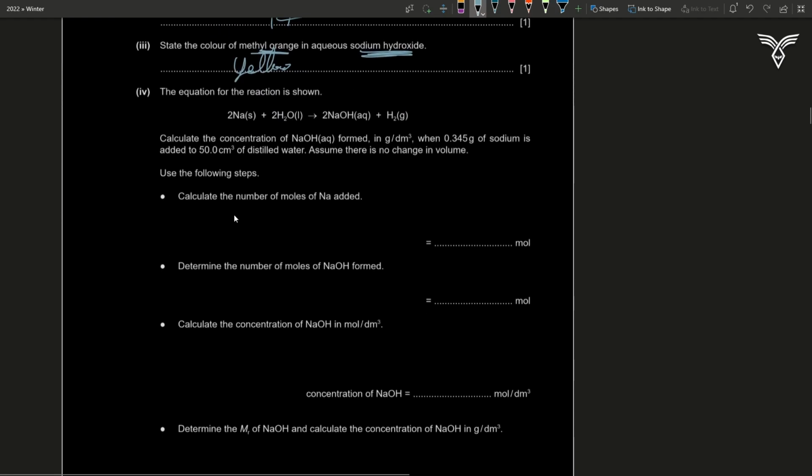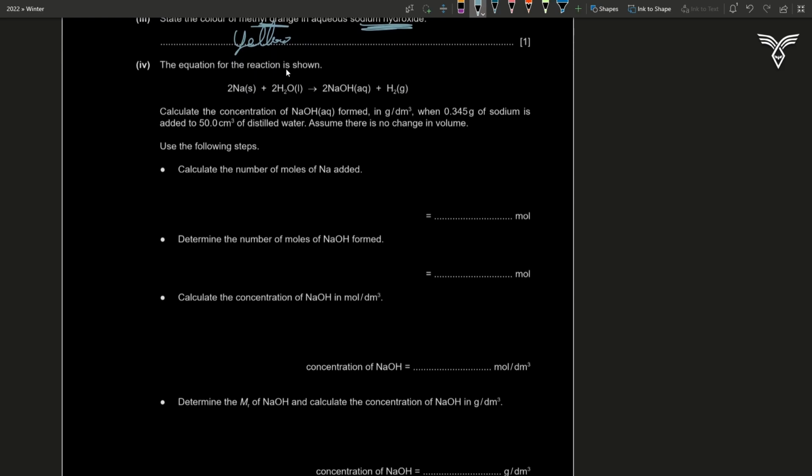Part 4. The equation for the reaction is shown. Sodium reacts with water to form sodium hydroxide and hydrogen gas. Calculate the concentration of NaOH formed in grams per decimeter cubed when 0.345 grams of sodium is added to 50 centimeters cubed of distilled water. Assume there is no change in volume.